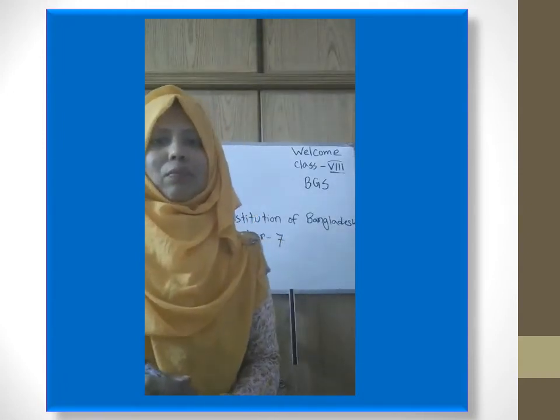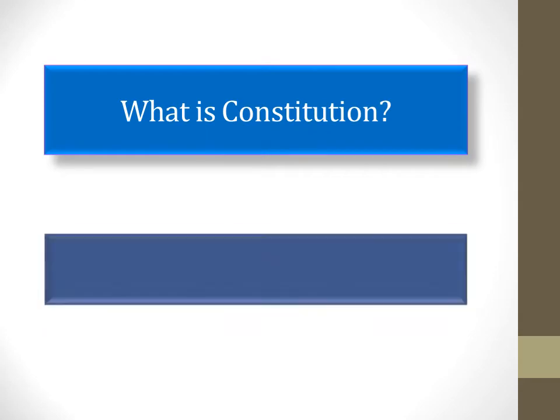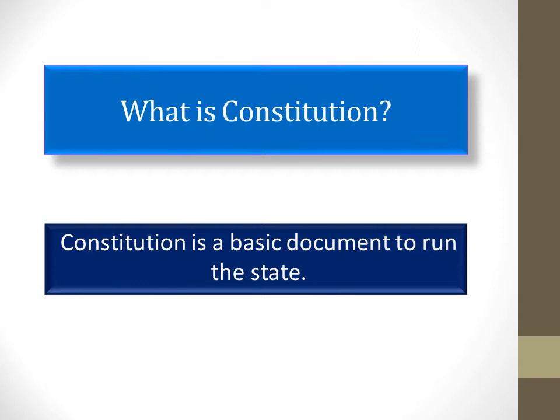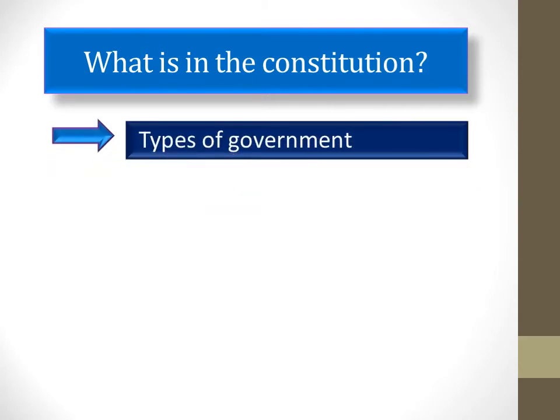Now, I have a question. Do you know what a Constitution is? Constitution is a basic document to run the state. What is in the Constitution? In the Constitution, we have types of government. What type of government is in a state? Is it a Republican government? It may be a constitutional monarchy government. It may be a parliamentary form of government. Any type of government we know from the Constitution.